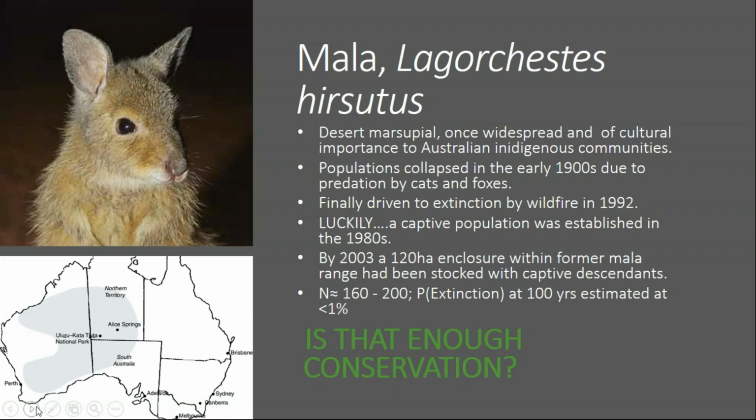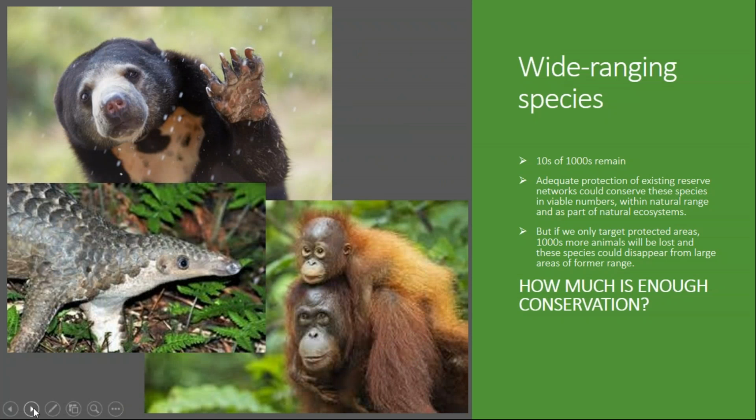And I think that most of us would consider that not to be enough conservation, even though we have essentially prevented extinction, at least for the foreseeable future. And there are many species that we think of as being highly endangered, but that still exist in the tens of thousands of individuals. And if we decided tomorrow that we were able to adequately protect a network of existing reserves in which they occur in viable numbers within their natural range, we probably could avert extinction, and the species would probably persist for a very long time.